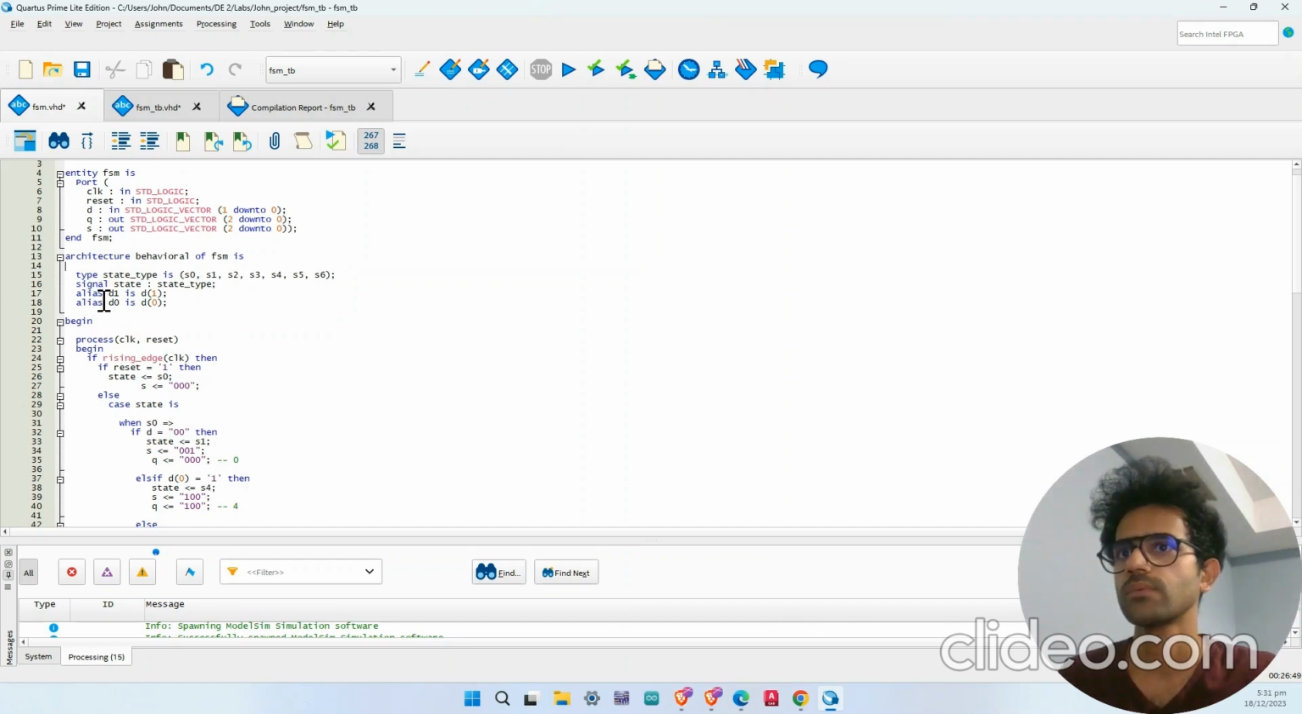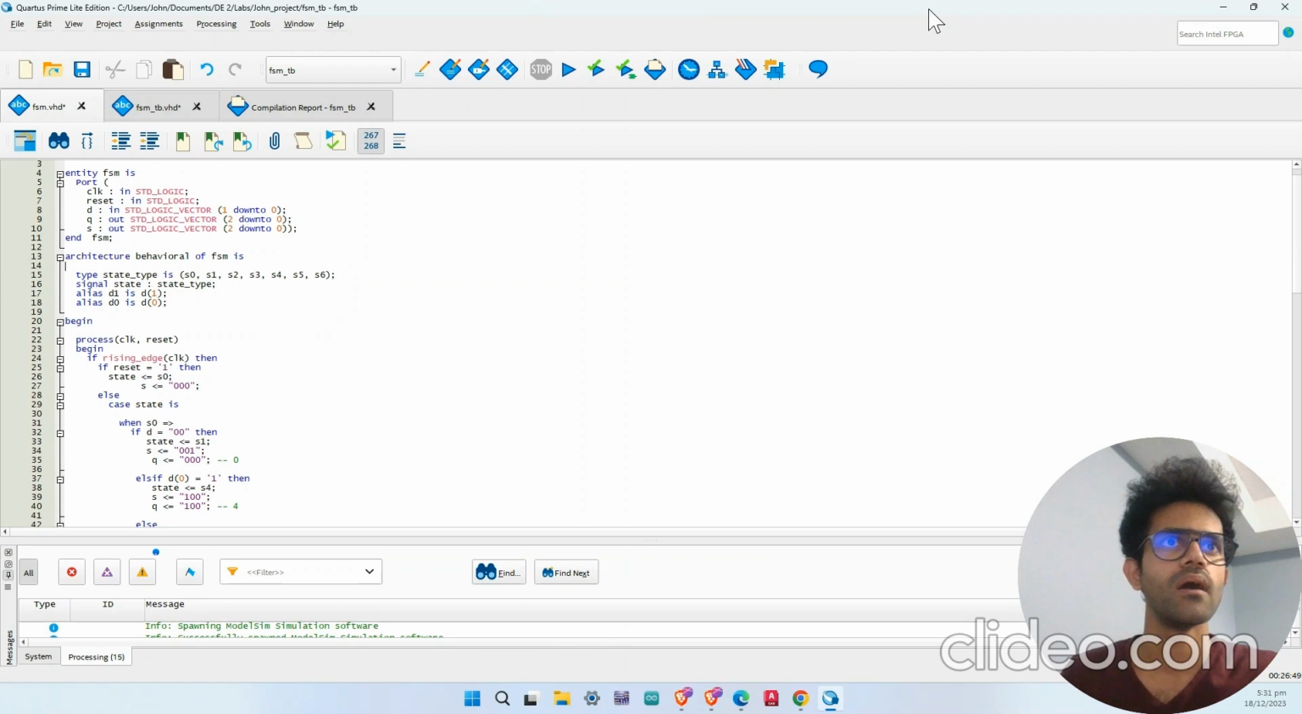And next, we are creating two aliases for the input data. As we saw, the data is a standard logic vector of 2 bits. The reason we are doing this is that in the state diagram, we can see that there are a lot of don't care conditions. So if we declare the aliases, data D has 2 bits, D1 and D0. By creating these aliases, we can manipulate those bits individually as well as change the data together.